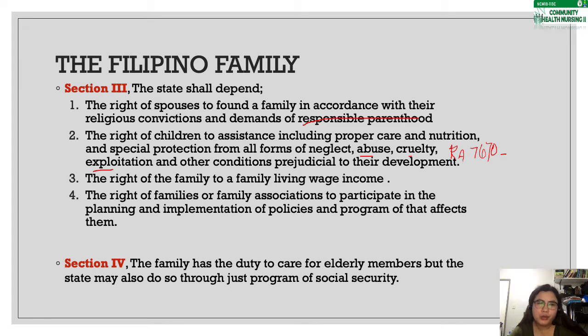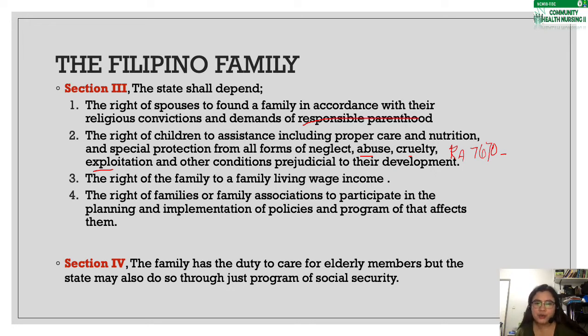We also have number 3, the right of the family to a living wage and income, and number 4, the right of families or family associations to participate in the planning and implementation of policies and programs that affect them. That is why the family planning program was created, because of this fourth statement in Section 3 of the Philippine Constitution.